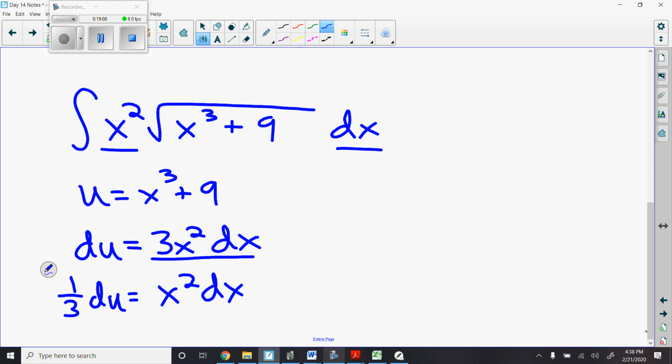So I call this making it match, right? I want to make my du match what's in the integral, and I can make it match by multiplying by 1/3 on both sides. Instead of thinking of dividing by 3, I would like you to think of multiplying by 1/3. Okay? Now, when I adjust my du like this, I have an adjusted du now. When I go to write my new integral, any coefficient I have in front of my du, I'm just going to write out in front of the integral sign.